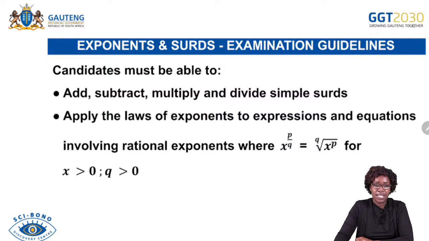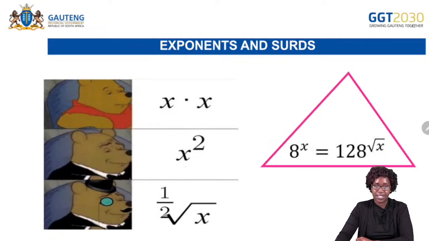Under exponents and surds, you are expected to know how to add, subtract, multiply, and divide simple surds. And then you also need to know how to apply the laws of exponents to expressions and equations involving rational exponents. Remember, when we say rational exponents, we are looking at fractions. So we have an exponent which is a fraction, and for a fraction, remember, the denominator cannot be 0. That is what we're explaining by q should be greater than 0. And the base of our exponent as well should not be a 0. It should be greater than 0 for us to be able to work with exponents and surds.